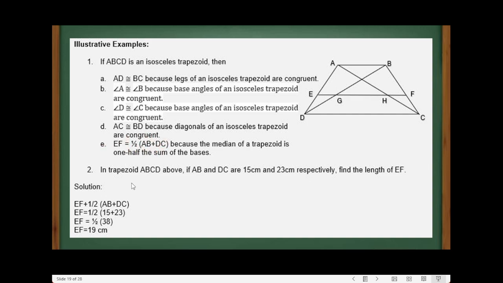Okay. So what we're going to do is plug in the equivalent lengths of AB and DC. And we know that AB is 15 and DC is 23. Now, simplifying this resulting expression, by adding first those two numbers inside the parentheses, that is 38. Then the resulting sum is to be multiplied by 1/2, and we have 19 centimeters, which is the length of the median segment EF. Okay?